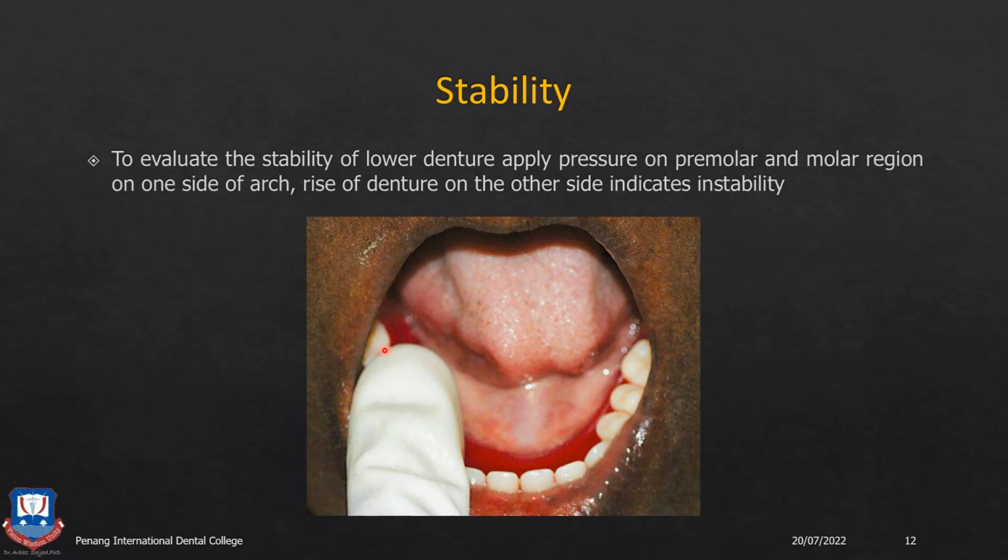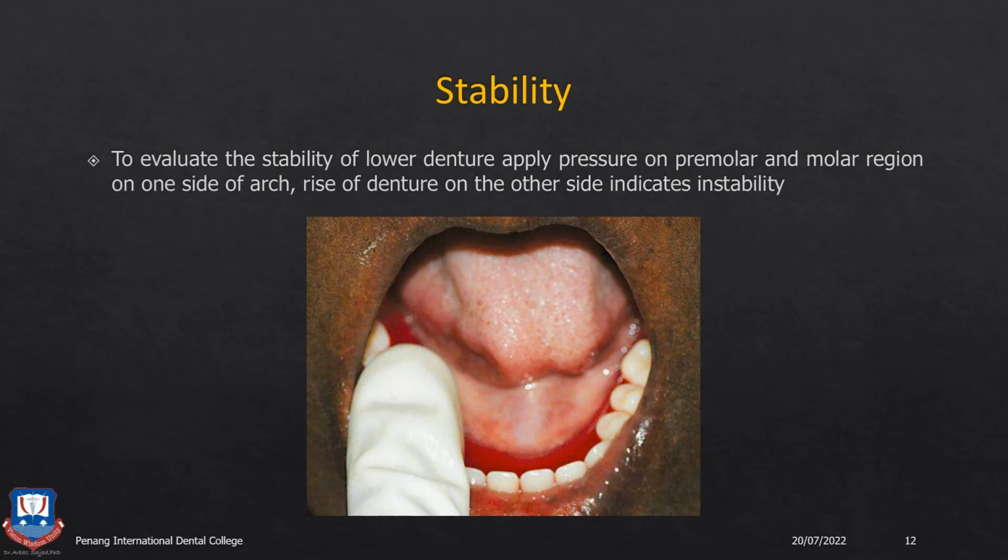So this could indicate again either a poor record base or a distorted base plate, or it could also be that the posterior teeth are arranged too buccal to the ridge, resulting in the instability of the denture. So then you have to arrange the teeth properly on the crest of the ridge.